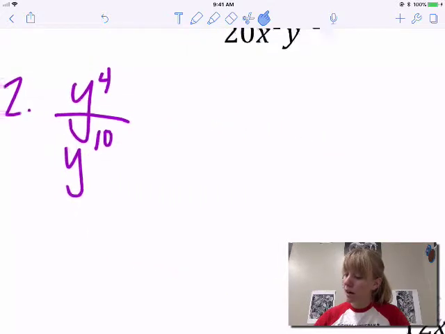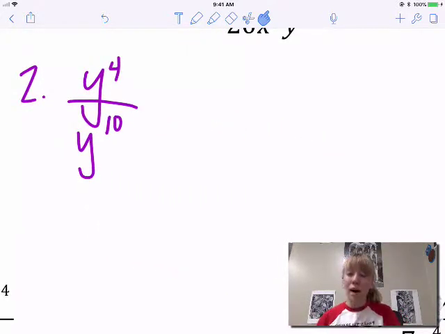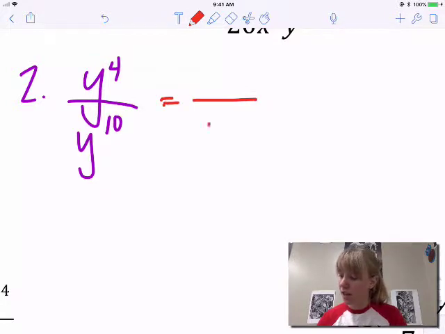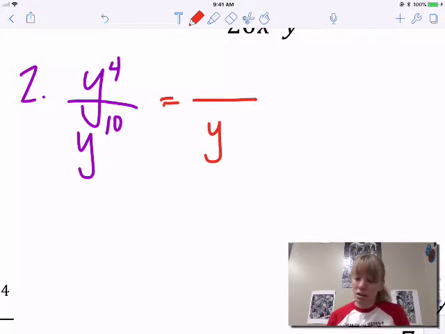Looking at one where I have 4 y's in the numerator and 10 y's in the denominator, I think about it. If I'm going to go to battle, I have 4 on the top, 10 on the bottom, which is going to win? Well, the bottom has more, so I'm going to have my y's on the bottom. And by how many? Well, there's 6 more on the bottom, so I'm going to win by 6. And then there's no y's left on the top, so I can just put a 1 on the top.